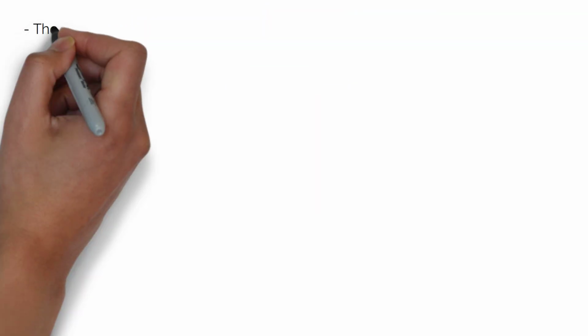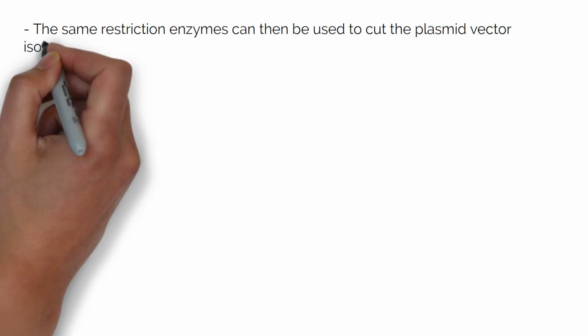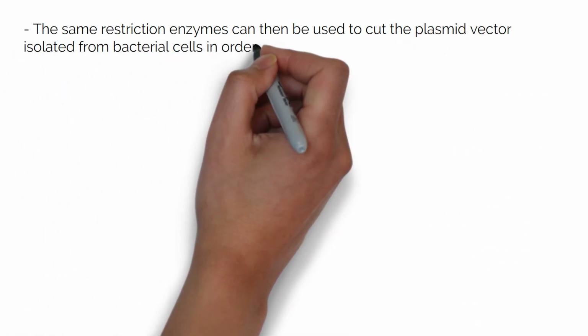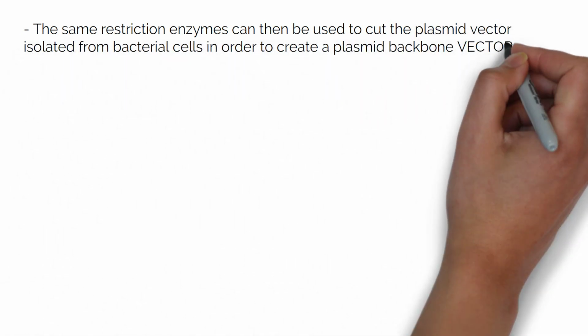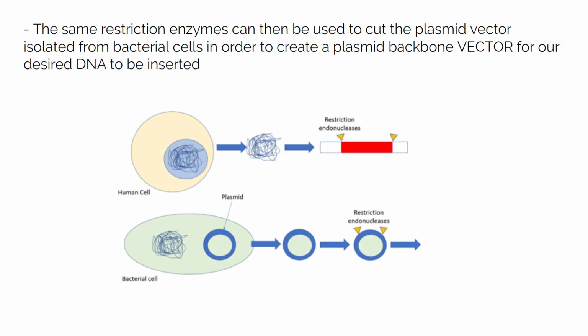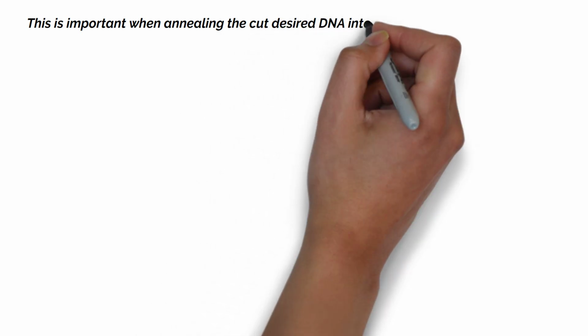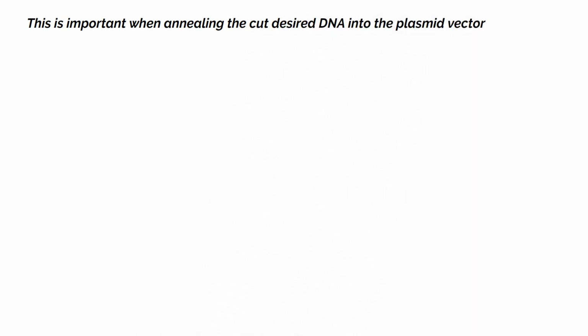The same restriction enzymes can then be used to cut the plasmid vector isolated from the bacterial cells in order to create a plasmid backbone vector for our desired DNA to be inserted. This is important when annealing the cut desired DNA into the plasmid vector, which we will discuss later.